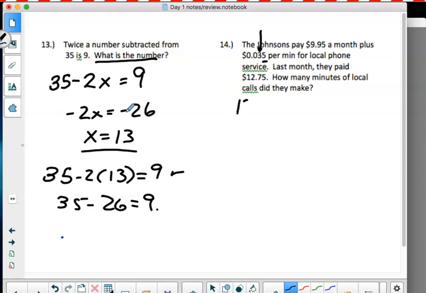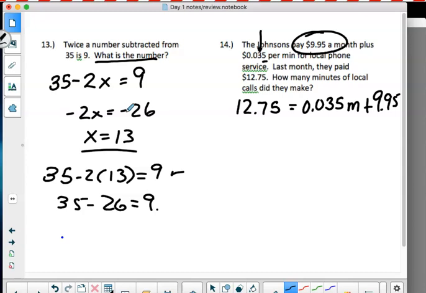So the total is $12.75. Now I'm looking at this and I've got 3.5 cents per minute, but I'm doing it in terms of dollars. So I've got my 3.5 cents per minute, and I'll call that M, plus my monthly pay, no matter what, is $9.95. So that's my setup. It's the setup you got to reread and think about. This is my total cost. This is my monthly cost plus my cost per minute.